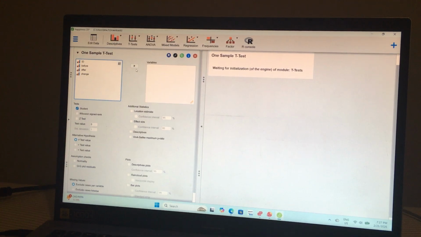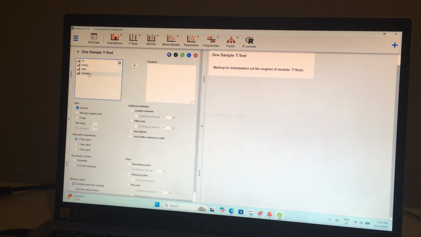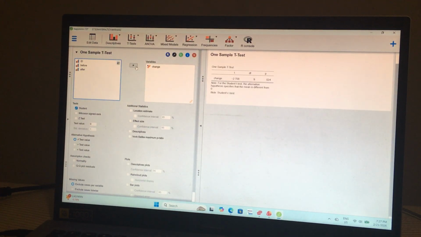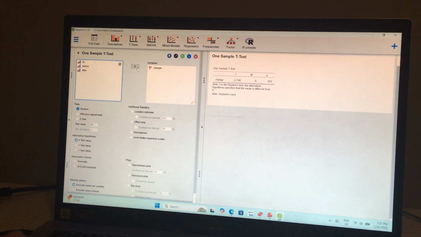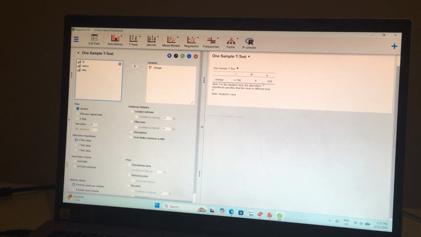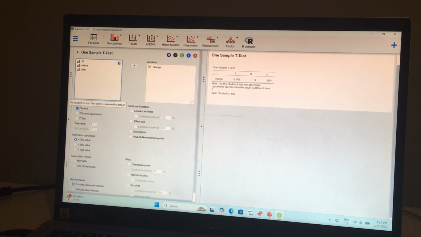And then we're going to move the change variable into the variables box. And then we're going to see the output over here. All right, so we have a t-score for the one sample t-test with the degrees of freedom and the p-value, okay? And then we're going to go under tests here, all right?